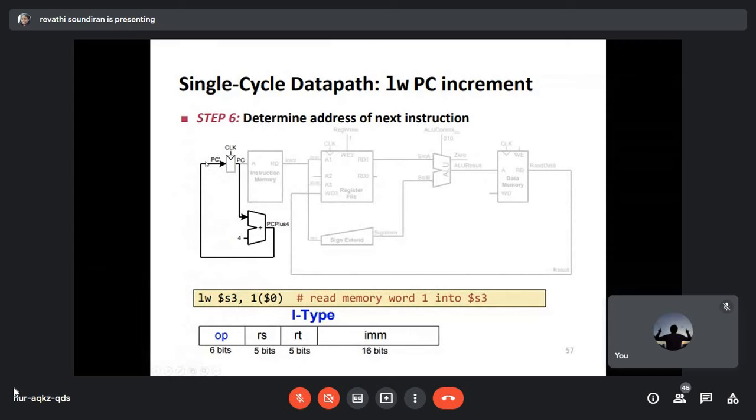So this is the complete load word instruction that has been executed. So that is the load word instruction.